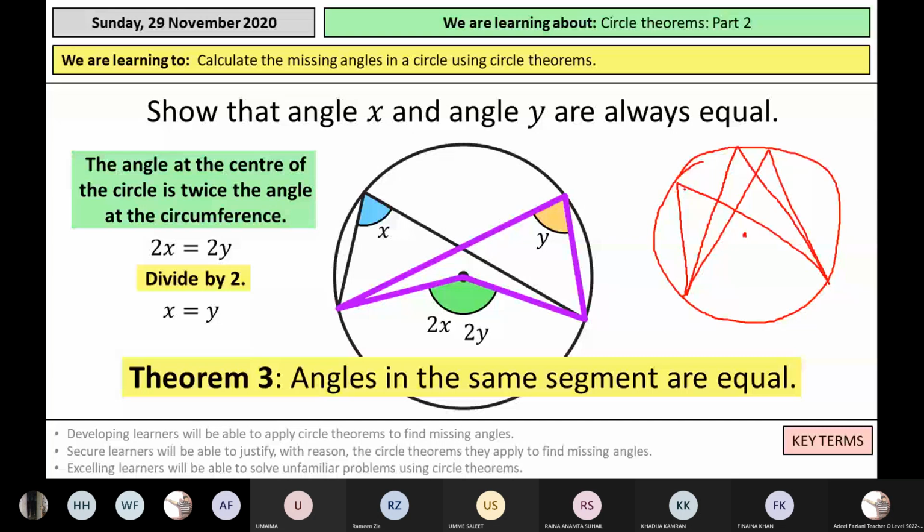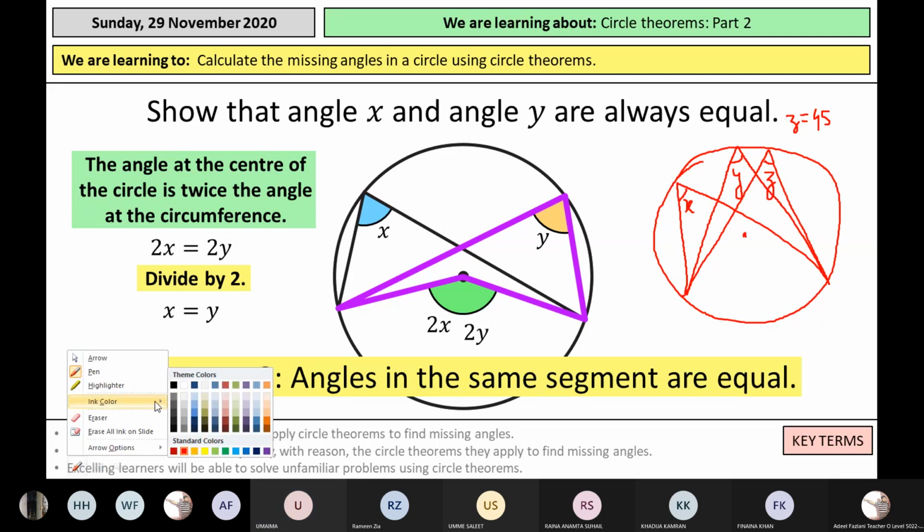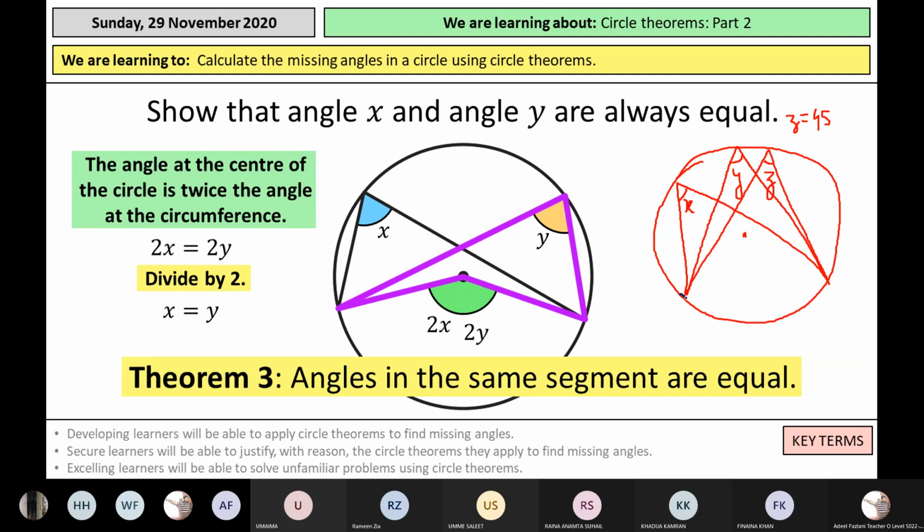Okay, now you see this angle. If this is x, this is y, and this is z. Now, if one of the angles is given, for example, if your z is equal to 45, you tell me what is the value of the angles x and y? So 45. 45. Because you are right now focusing on angles in the same segment. Same segment is this. This is your segment.